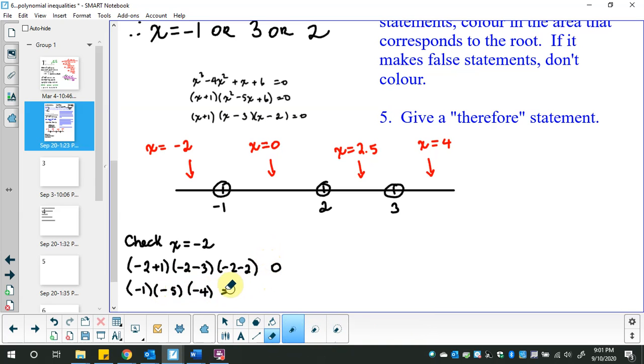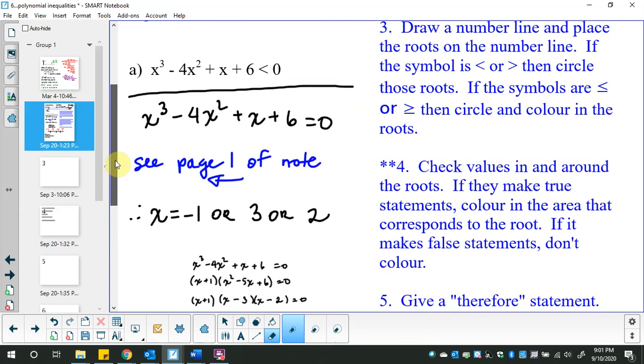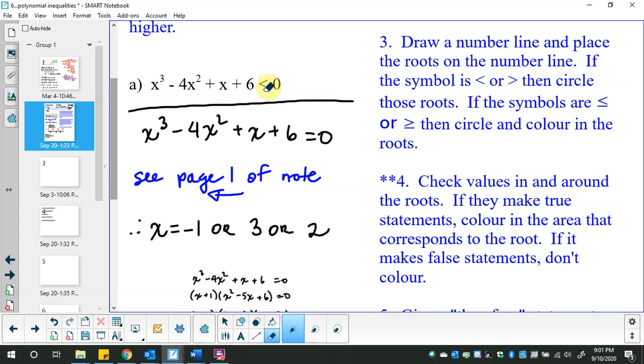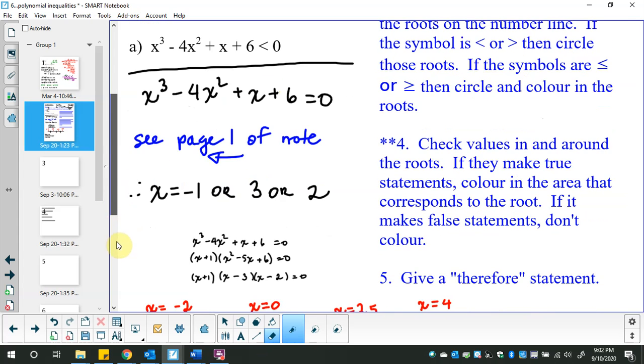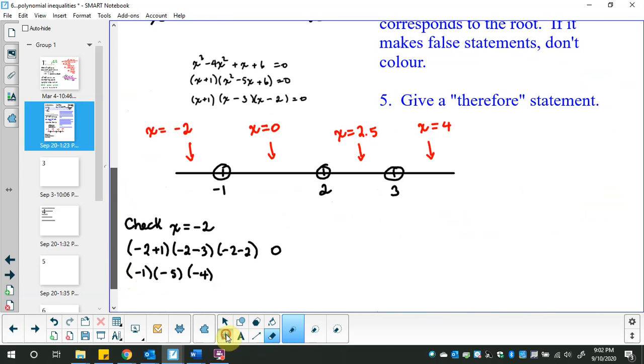This should not be an equal sign, even though I have an equal sign here. This should be the less than sign that's in the original question. You have to decide if that is a true or false statement. And that says -20 is less than 0. And last time I checked, -20 really is less than 0, so that's a true statement.